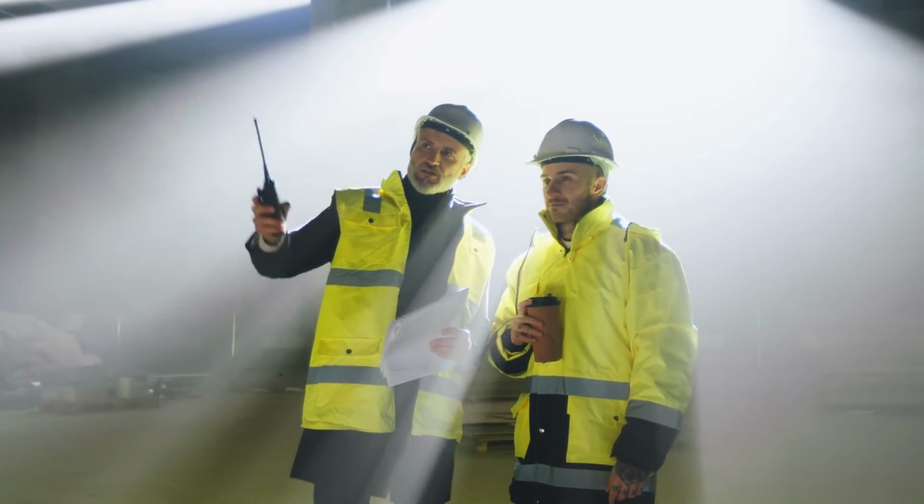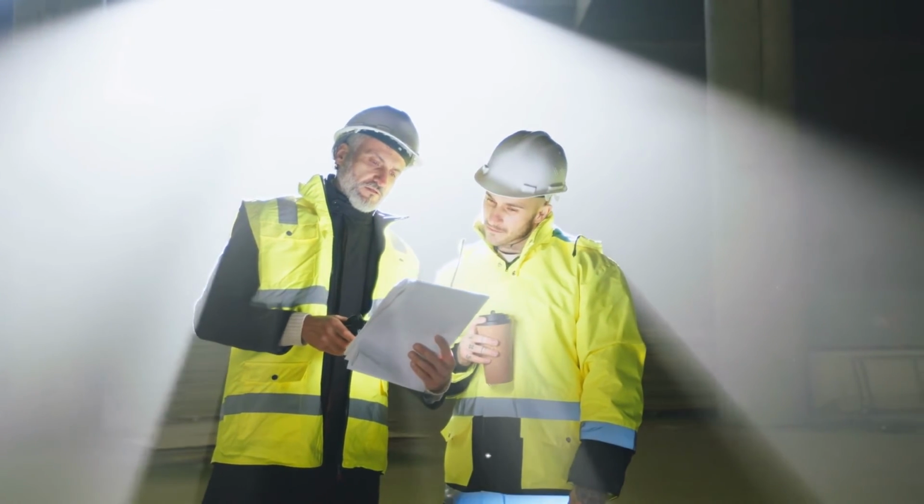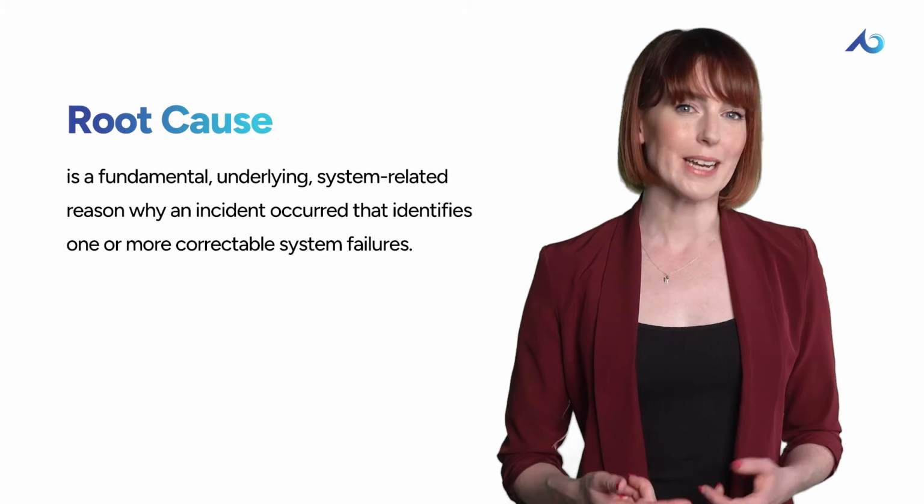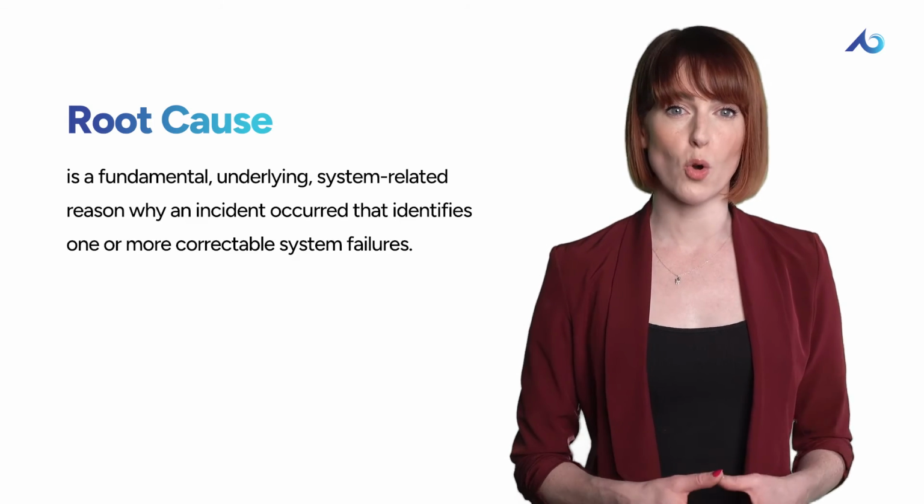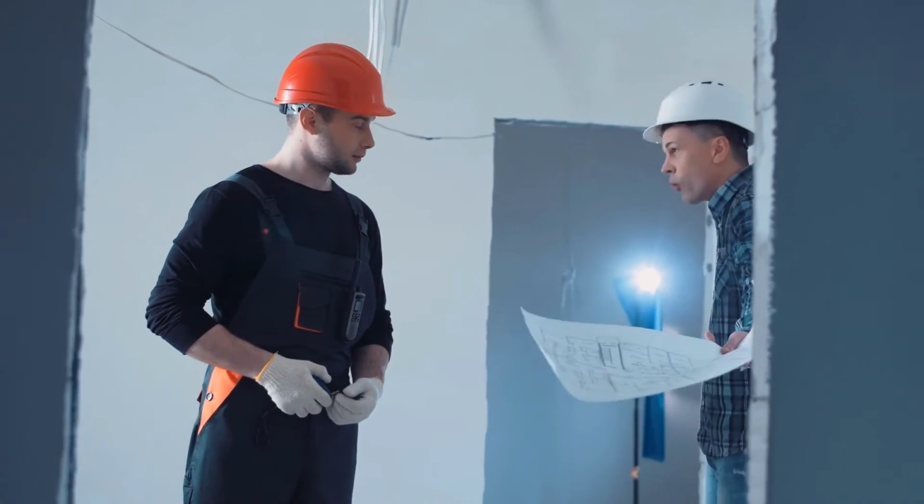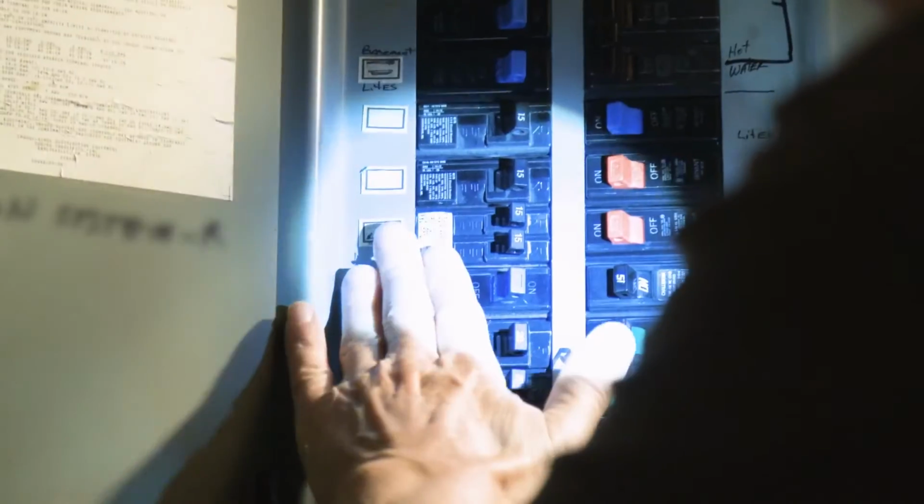Even when being safe and careful, injuries, illness, or near misses do still occur. OSHA and the EPA encourage employers to complete a root cause analysis when they do, to help prevent future incidents. OSHA states that a root cause is a fundamental, underlying, system-related reason why an incident occurred that identifies one or more correctable system failures. This should not focus on who is to blame, but instead focus on determining the actual root causes. There are usually more than one, and fixing them.